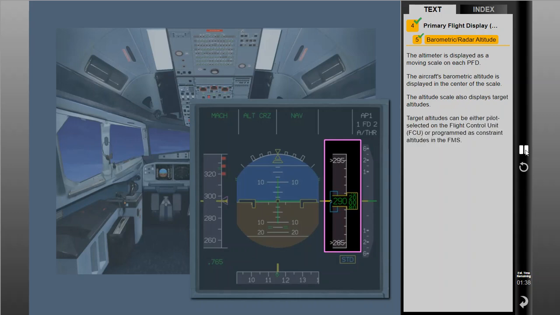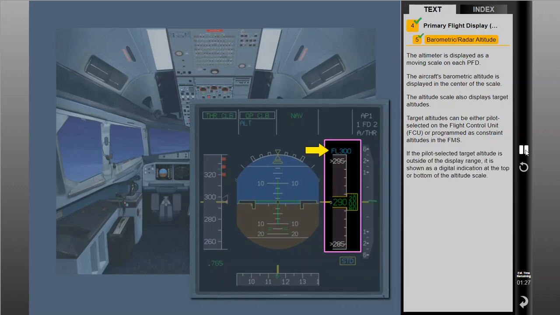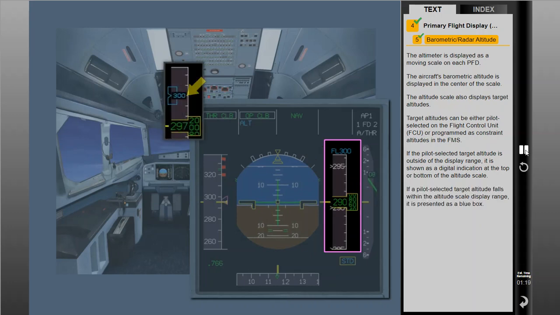Target altitudes can be either pilot selected on the Flight Control Unit, or FCU, or programmed as constraint altitudes in the FMS. If the pilot selected target altitude is outside of the display range, it is shown as a digital indication at the top or bottom of the altitude scale. If a pilot selected target altitude falls within the altitude scale display range, it is presented as a blue box.